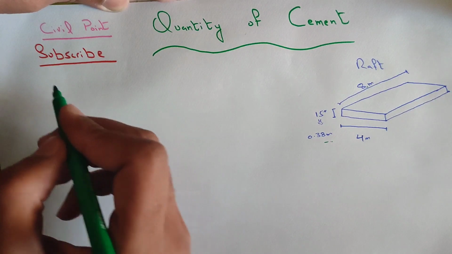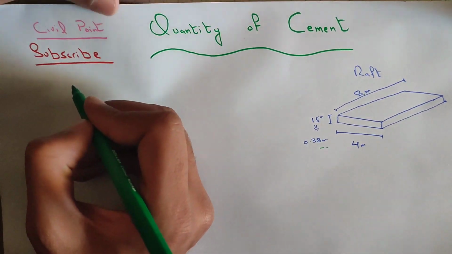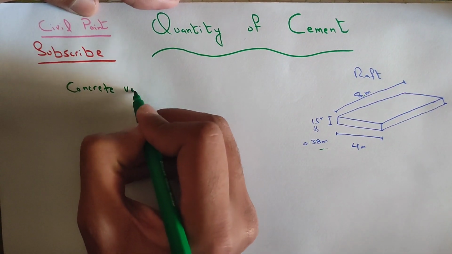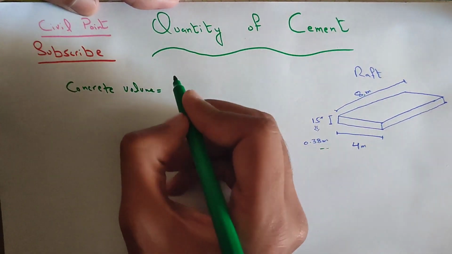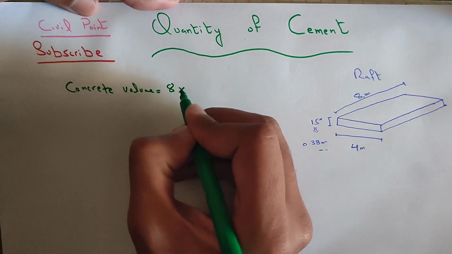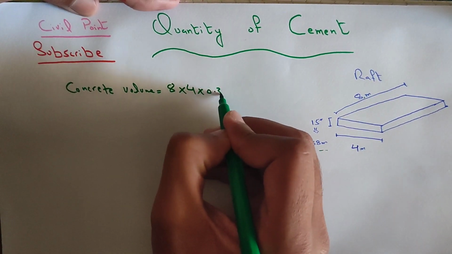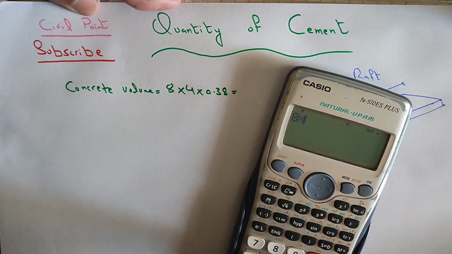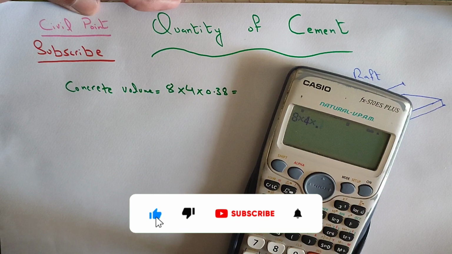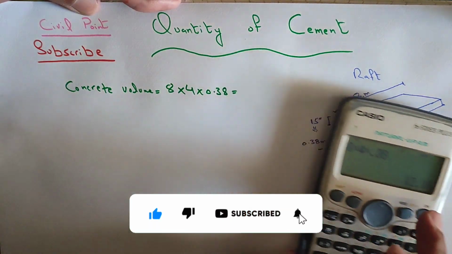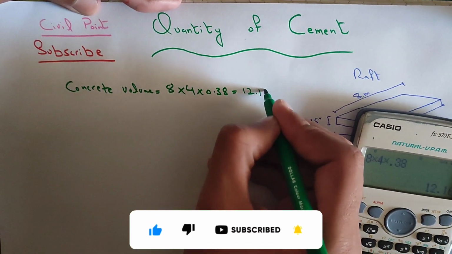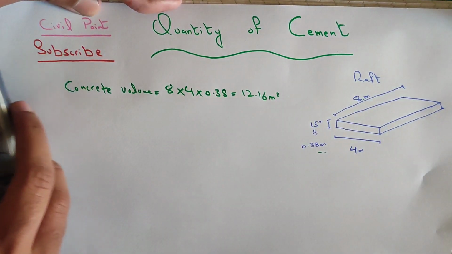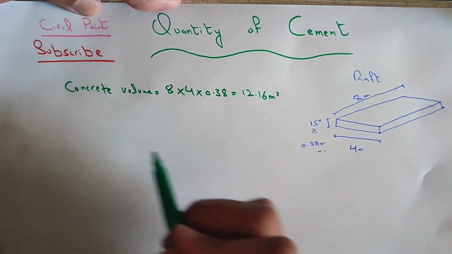So first of all we will find concrete volume. So concrete volume will be 8 meter into 4 meter into 0.38 meter. So it will be 8 into 4 into 0.38, so it's 12.16 meter cube. So this is the volume of concrete that we have to use for this raft.